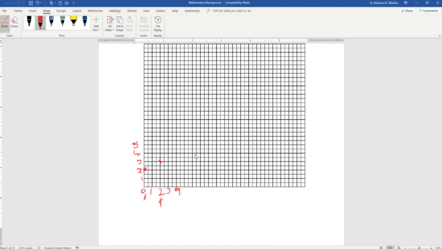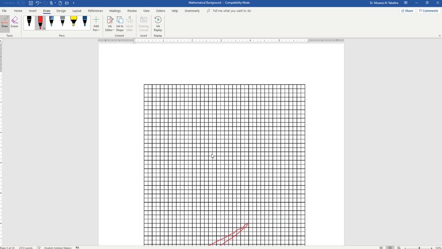Now these 2 points are enough to draw, for example, a straight line. Okay, you only need to bring your ruler and then you can draw a straight line passing through the two points. This is how you do the sketch. Okay.